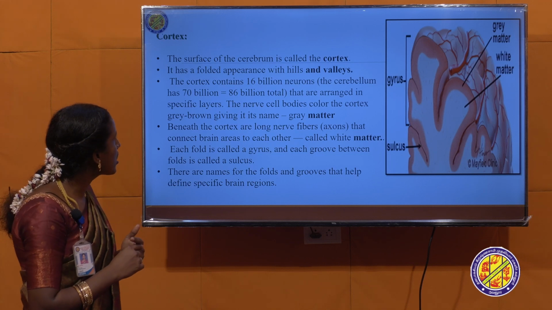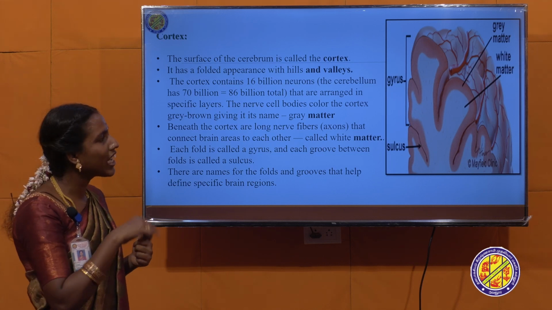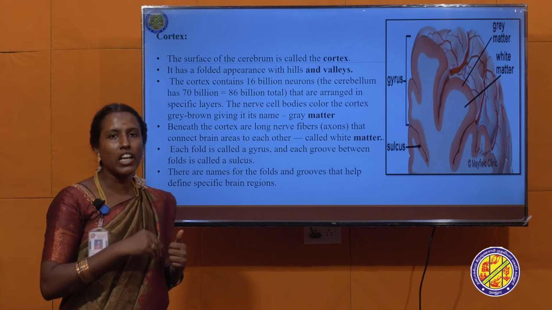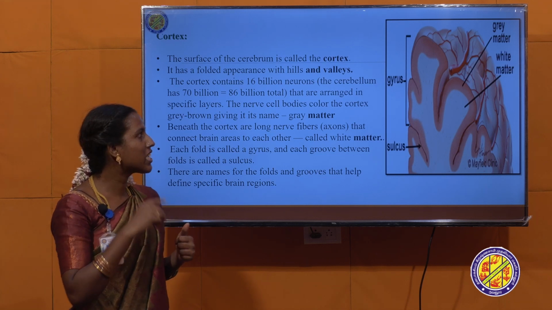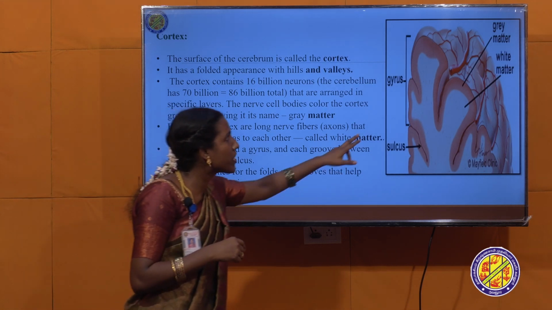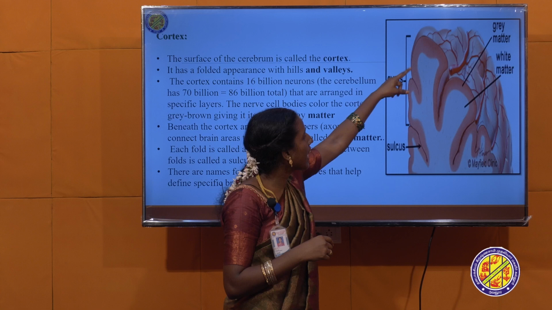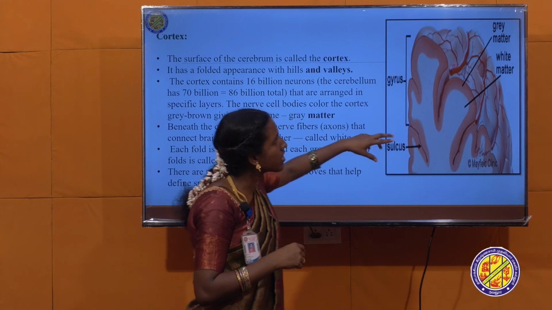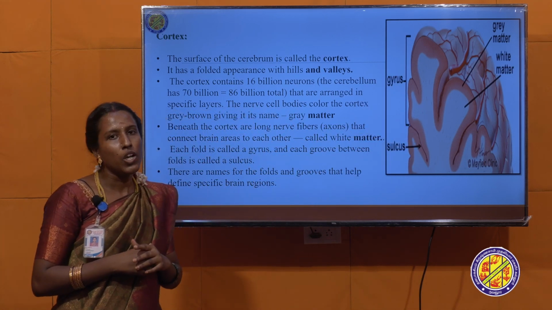Okay, next is the cortex. The cortex is the outer layer of the brain. In it there are two things, gyrus and sulcus. In this picture you can see the gyrus here and this one is called the sulcus. It also has grey matter and white matter.